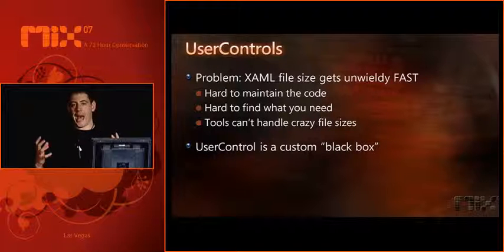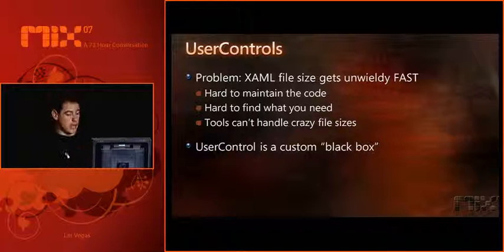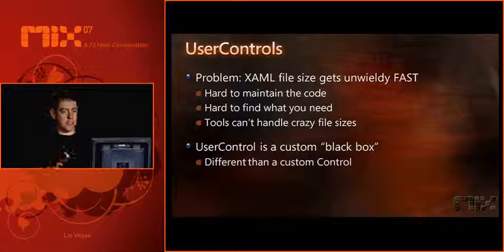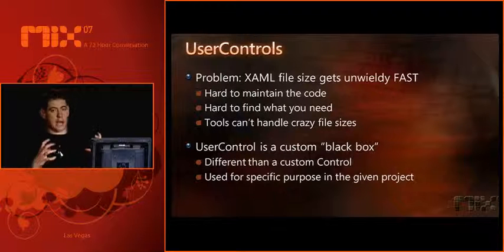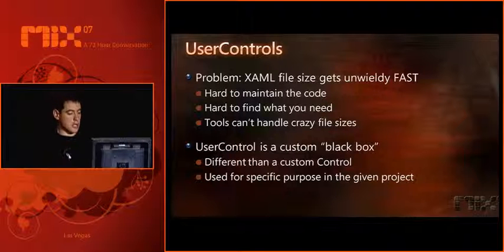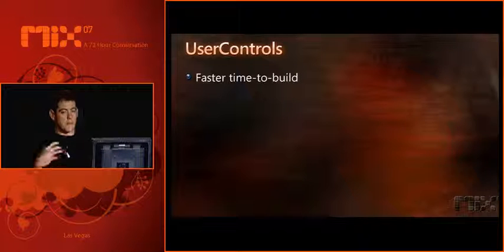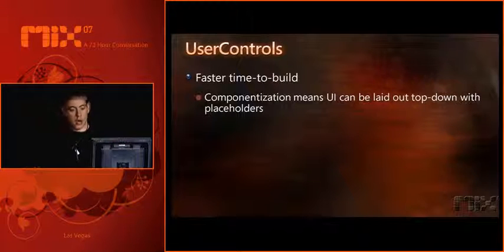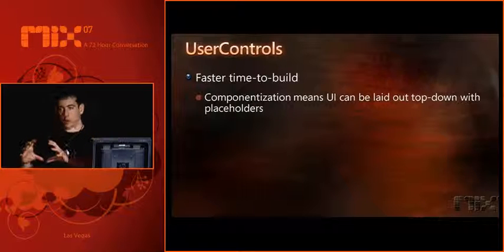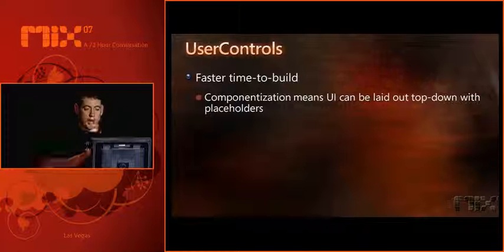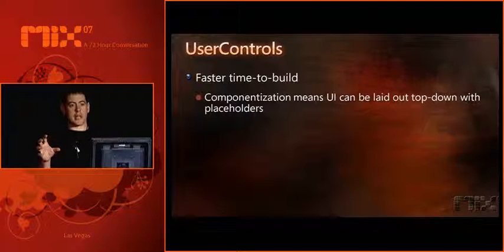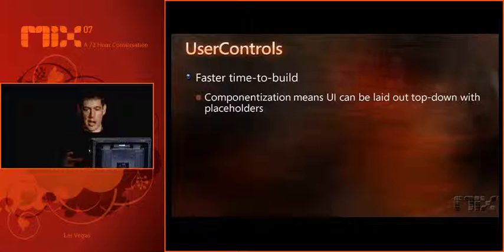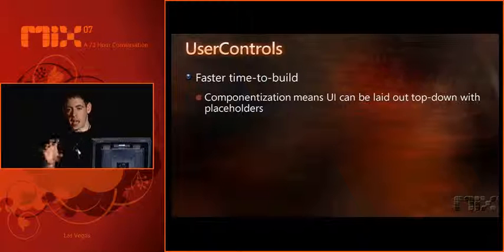So a user control really acts as a custom, sort of a black box that is different than a custom control in that this isn't meant to be redeployed or reused or shared among projects necessarily. It's going to be used to encapsulate specific functionality in your current project. So it allows you to build faster. It allows you to lay your UI out top down with placeholders saying, I'm going to put a user control here. And you can work on everything else, and that can just remain some black rectangle, and you don't really care. You're not forced to compensate for that in your layout until you want to fill in the content of it.